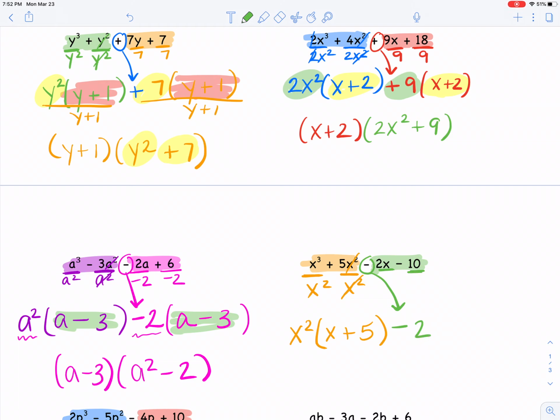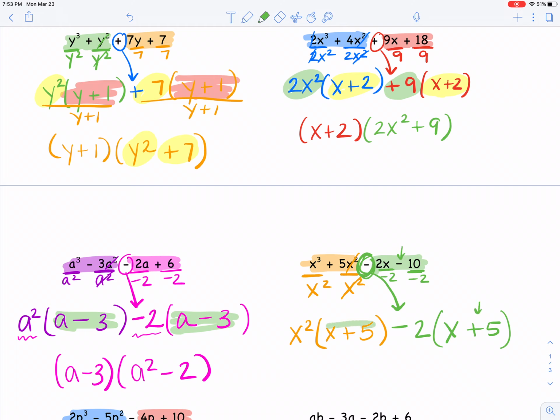What am I going to factor out here? 2 could go into both 2x and 10. However, because of that minus sign, I'm dividing both terms by negative 2. So the negative 2x divided by negative 2 is positive x, and negative 2 divided by negative 2 is plus 5. So again, this minus sign makes this sign change when we go down here.